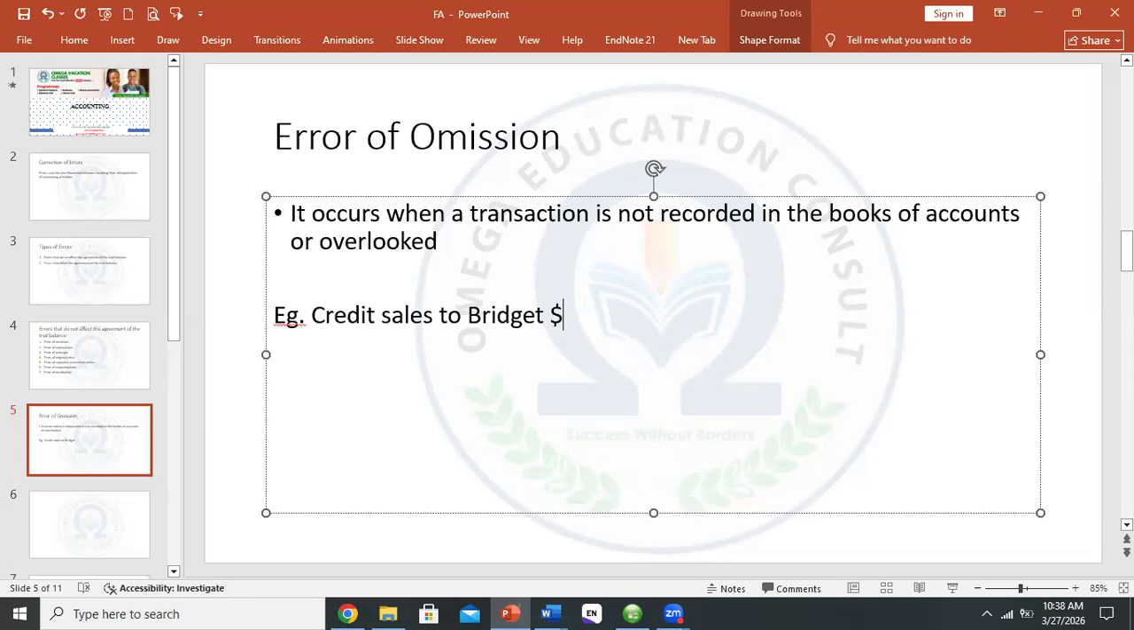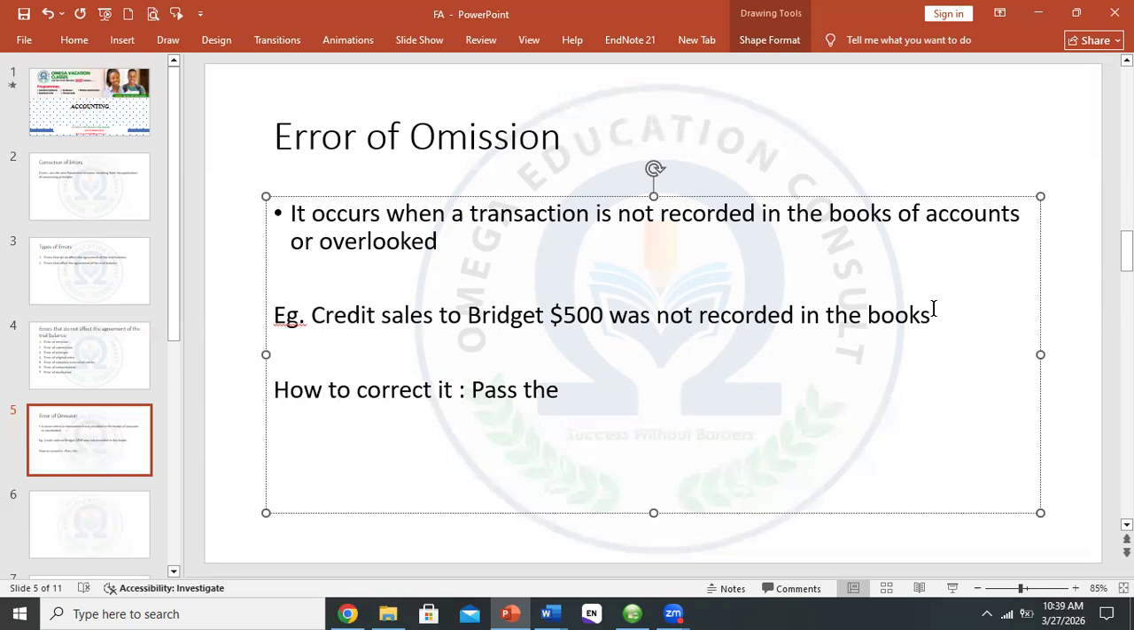$500 was not recorded in the books. So this is a typical error of what? Omission. How to correct it? You pass the correct double entry.